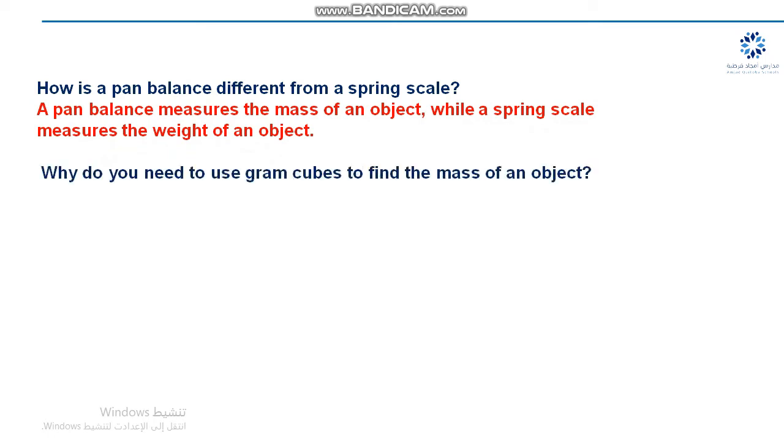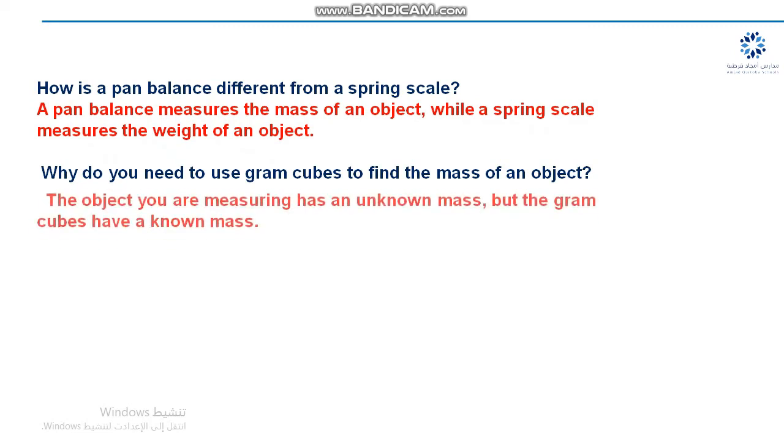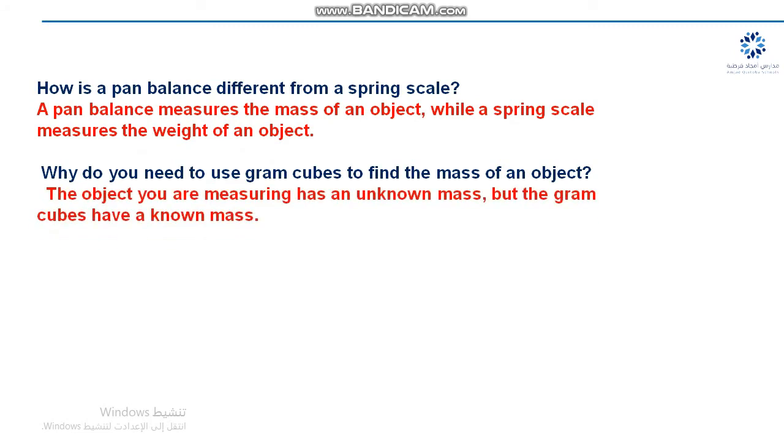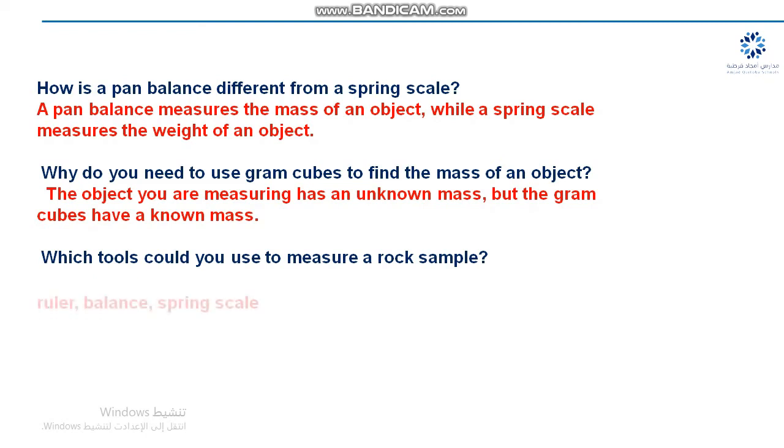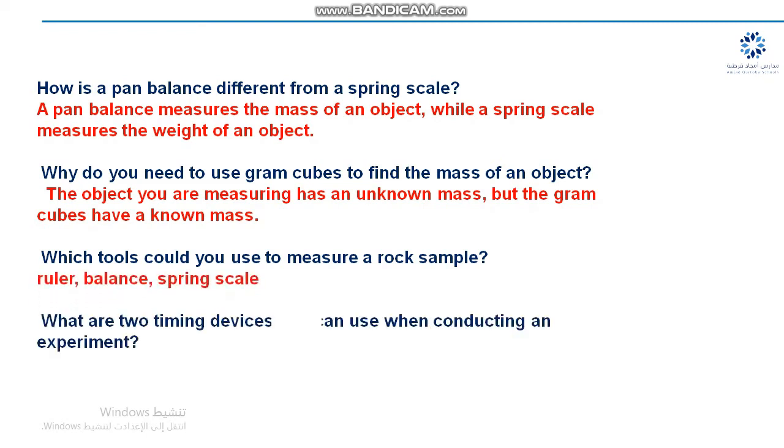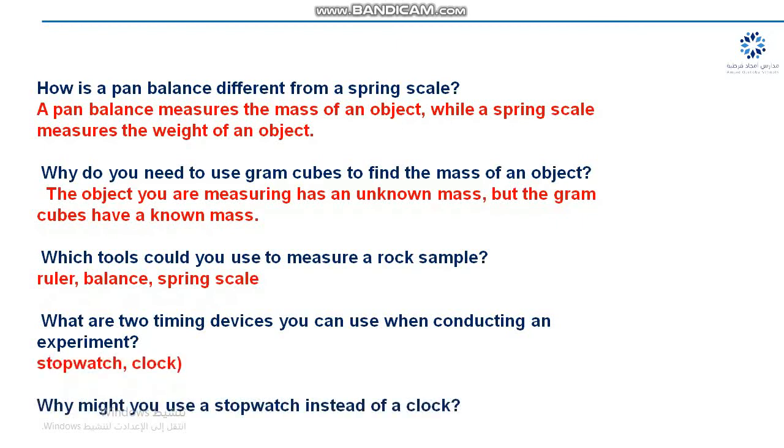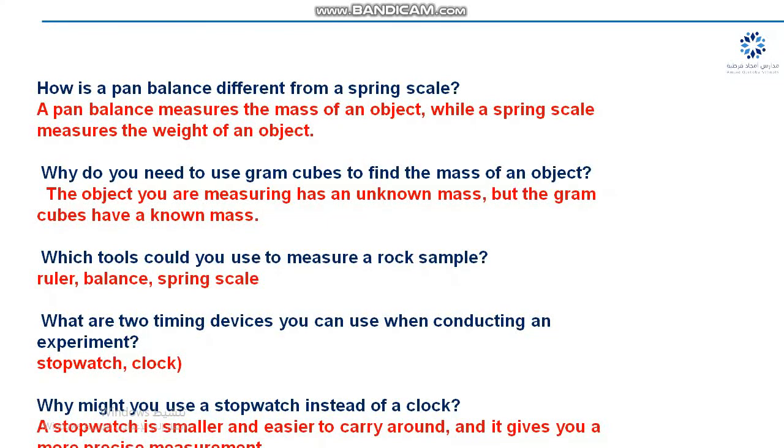Why do you need to use gram cubes to find the mass of an object? Because I can't measure the object's mass directly, but the mass of the gram cubes is known. Which tool could you use to measure a rock sample? Ruler, balance, and spring scale. What are two timing devices you can use when conducting an experiment? Clock and stopwatch. Why might you use a stopwatch instead of a clock? Because the stopwatch is smaller and easier to carry around, and it gives you a more precise measurement.